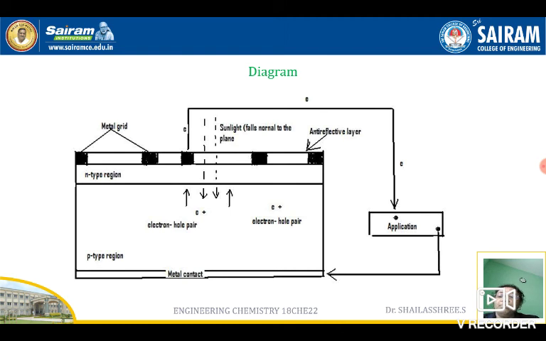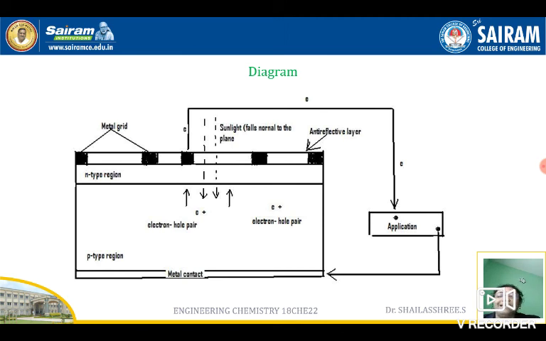The top region is called the N-type region, and the bottom region is called the P-type region. There is also an anti-reflective layer, which makes more and more sunlight fall on the PN junction to produce more energy. Fine, this is about the diagram of the solar cell.